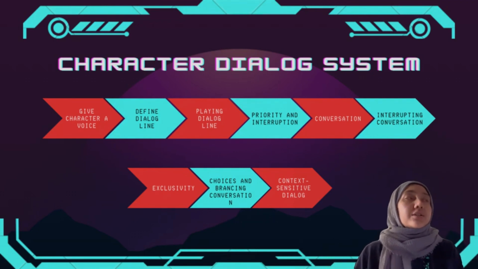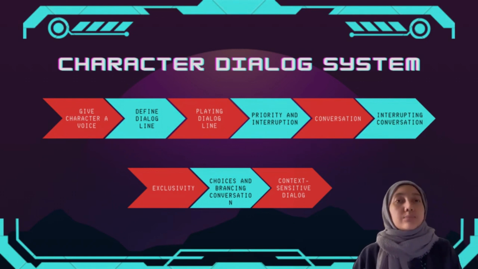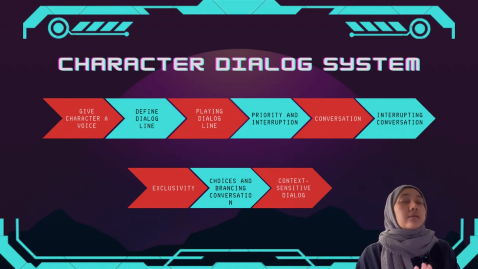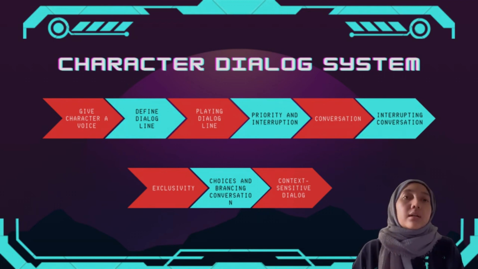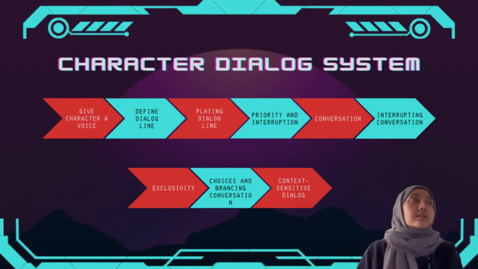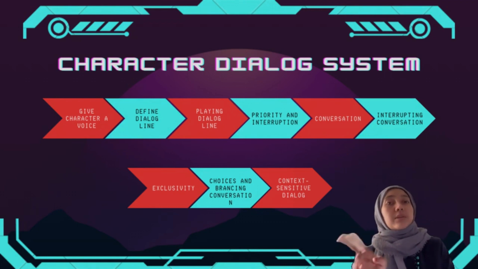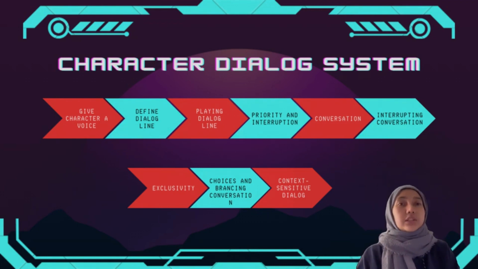Next one is choices and branching conversation. This is to provide one or more alternative dialogue lines. And the last one is context sensitive dialogue, to mark up regions with location tags that consist of two types, which are specific tags and also general tags. So that is all from me.